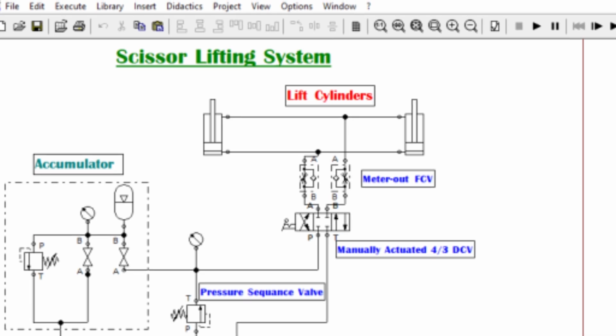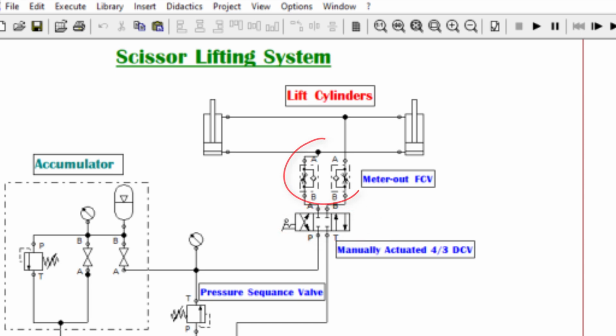Fifth, the 4/3 directional control valve is manually operated and has three positions. One, in the first position, oil flows to the lift cylinders, raising the platform. Two, in the second position, oil flows back to the tank, lowering the platform. Three, in the third position, the flow is blocked, maintaining the current position of the cylinders.